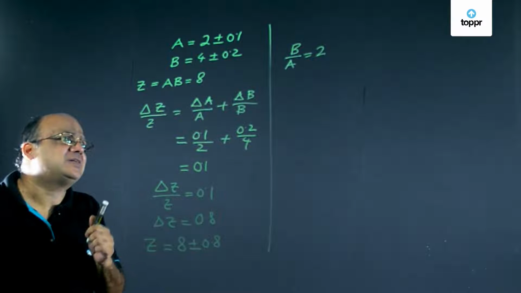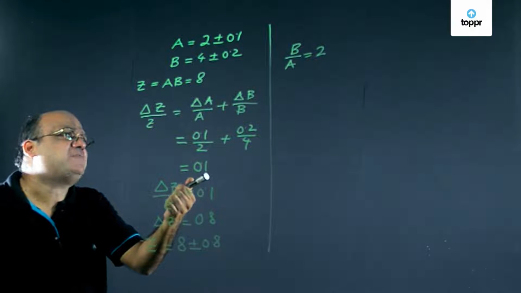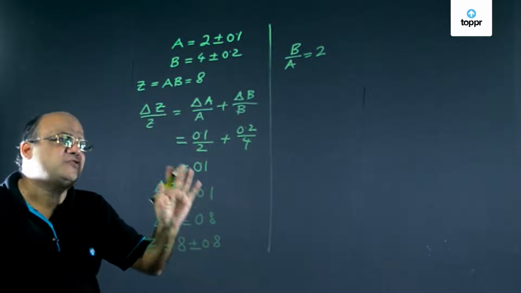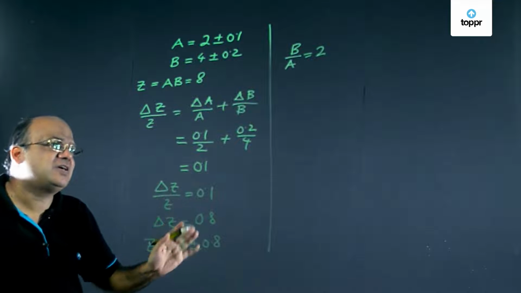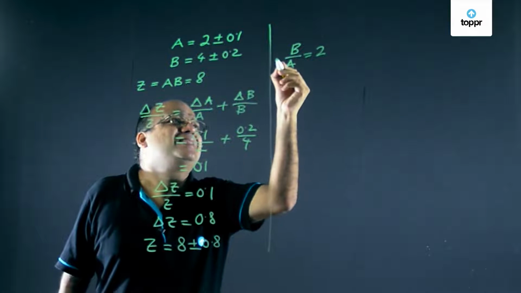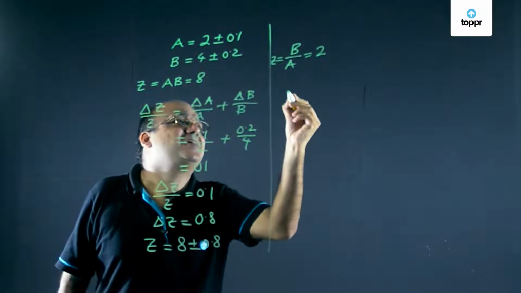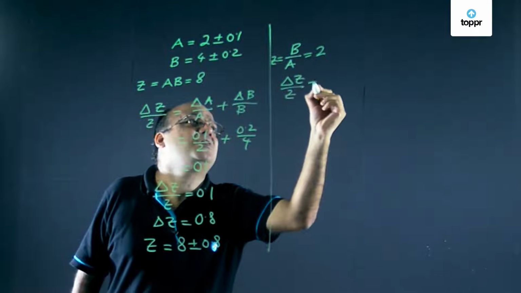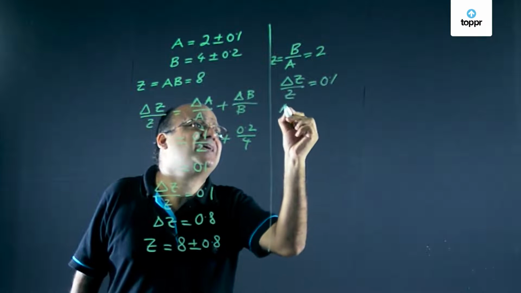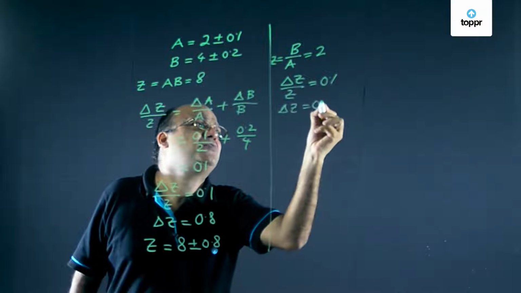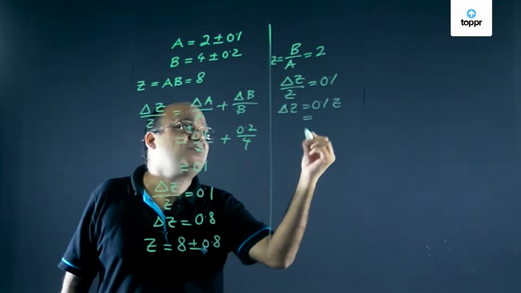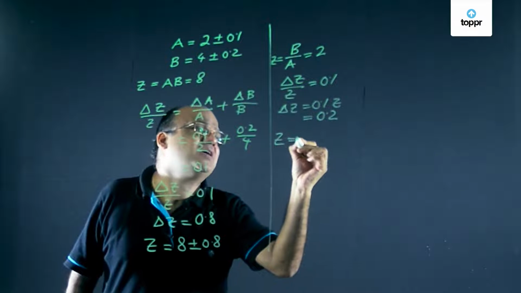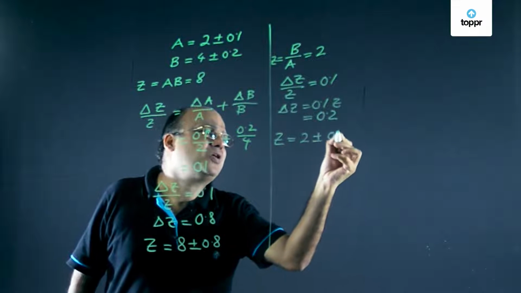So what do we get? The same thing is valid because delta A, delta B, A, B, nothing has changed. So 0.1 is a fractional error. So therefore, delta Z by Z will be equal to 0.1. So delta Z is 0.1 into Z, that gives us 0.2. So therefore in this case Z will be 2 plus minus 0.2.